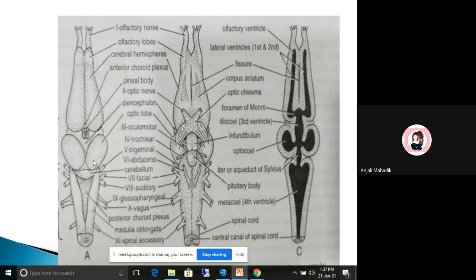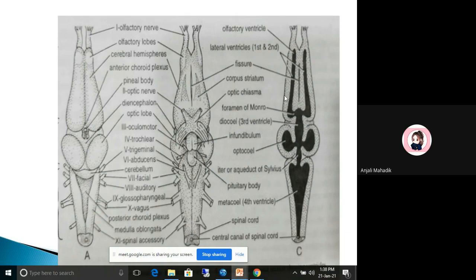Then in between the optic lobes and the medulla oblongata, there is a diamond shaped structure called the cerebellum. The cerebellum is a small transverse band like structure, and it is poorly developed. Because of this, the animal is sluggish. And these are the cavities of the brain.